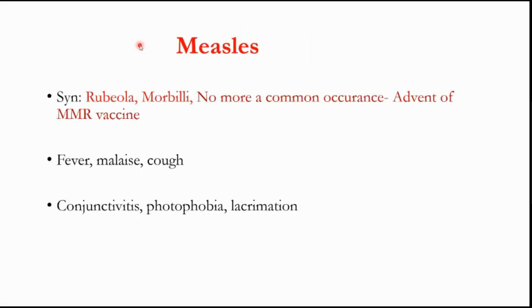So the second viral lesion is measles. There are several other names for it. Rubeola is something you might want to remember, but it is no more a common occurrence because of the advent of a vaccine called MMR. But very weird that the developed countries stopped giving this vaccination for their kids because it is no more there. So some of the children and even adults do get affected by measles once in a while.